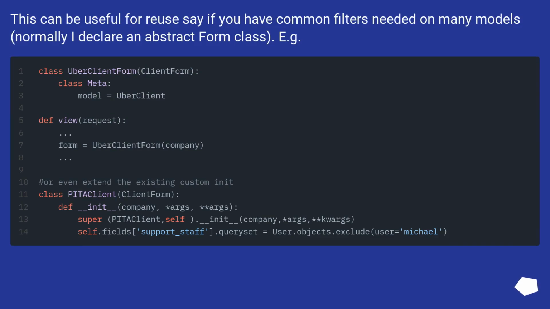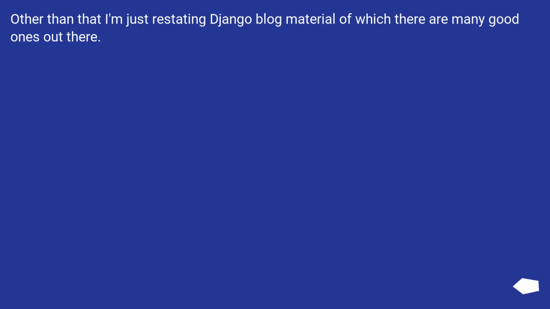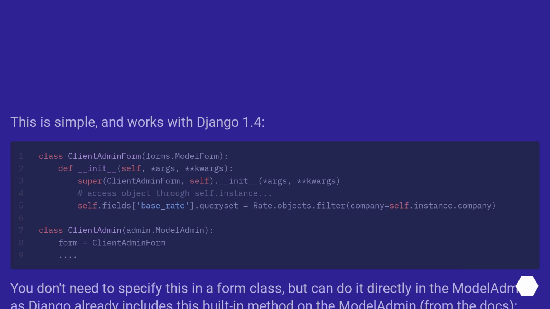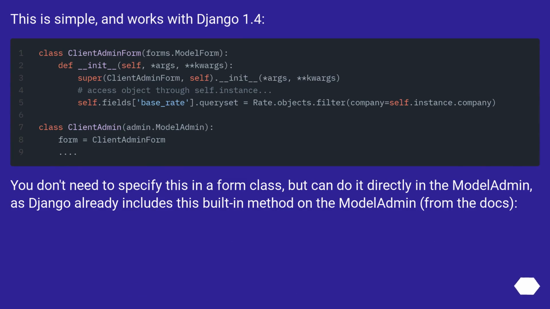Normally I declare an abstract form class. For example, other than that, I'm just restating Django blog material, of which there are many good ones out there. This is simple, and works with Django 1.4.